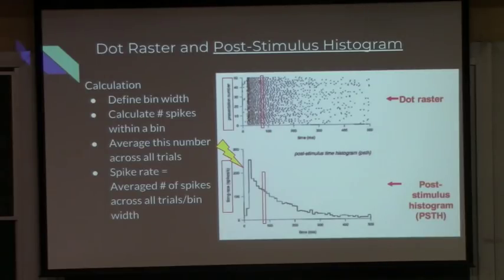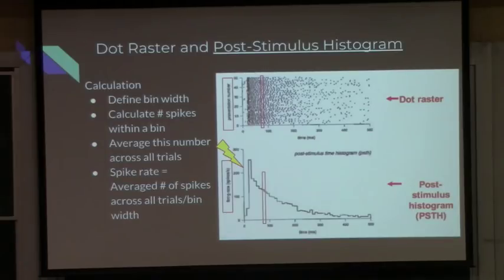What we do for that is define a bin width. Our bin width here might be 10 milliseconds. For each 10 milliseconds after the stimulus was presented, we count the number of dots within the red box I've made on the dot raster. We count the number of spikes within that red box, divide that by the number of trials, and divide that by the bin width, so by 10 milliseconds, to get the mean firing rate within that bin width.